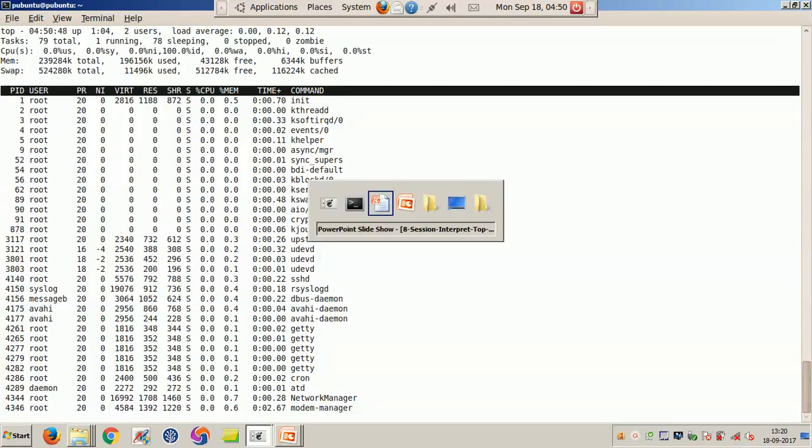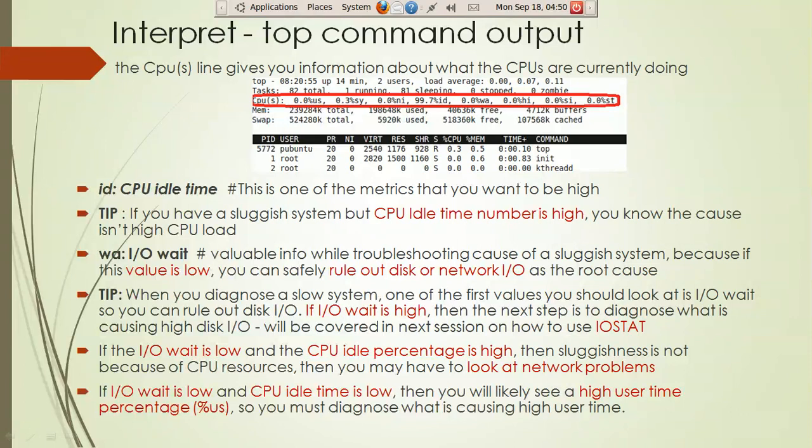To summarize again, if your IO wait time is low, then you will rule out disk or network issues. If the IO wait is high, the next step is to diagnose what is causing the disk IO. That I am going to cover using iostat. If the IO wait time is low and the CPU idle percentage is also high, then the sluggishness is not because of the CPU resources, and you have to look at network related problems.